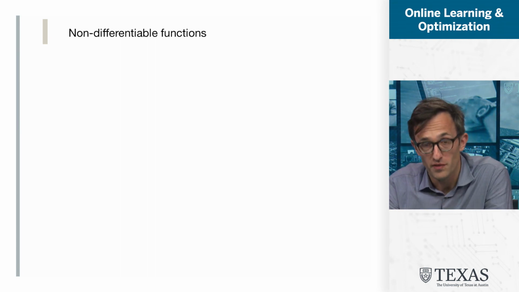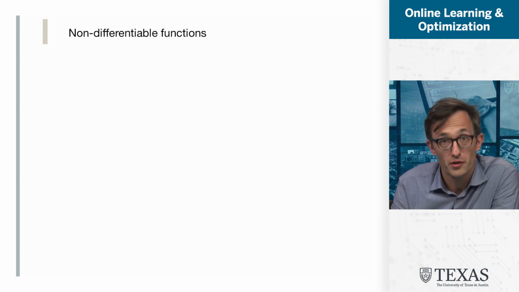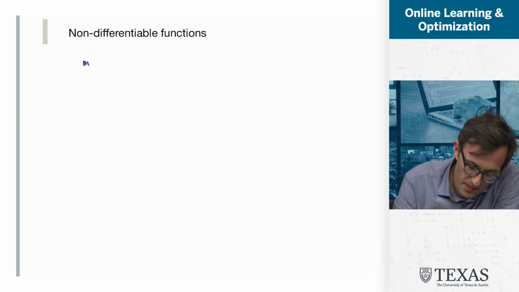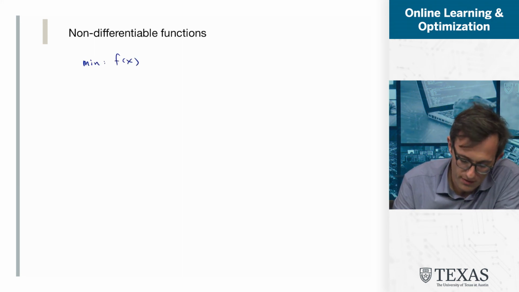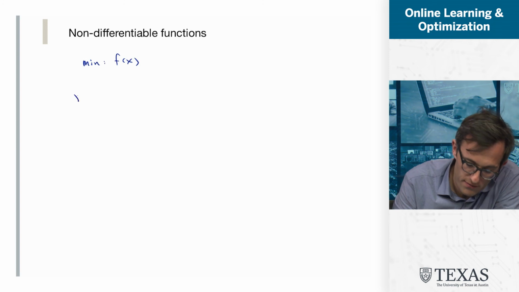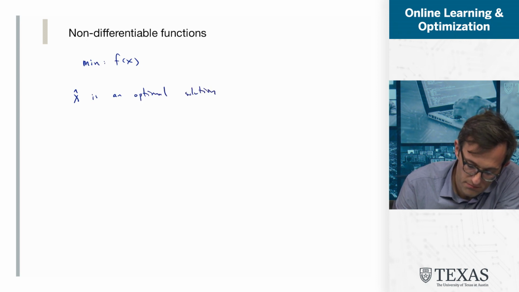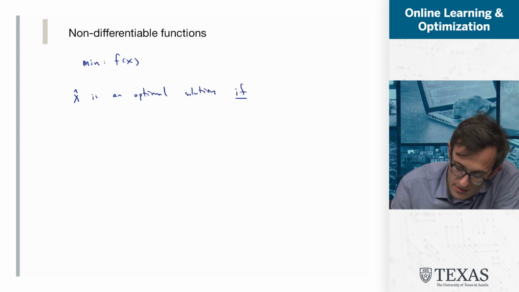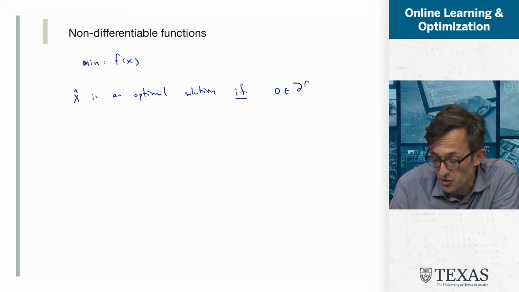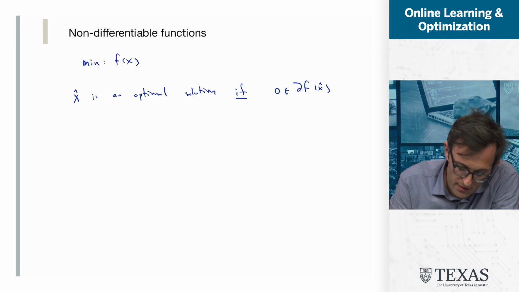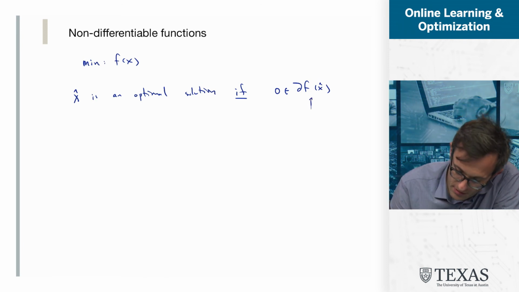What about non-differentiable functions? For non-differentiable functions, we no longer have the derivative. I want to minimize f of x. The condition here is very similar. X hat is an optimal solution if 0 is an element of the subdifferential of f at x hat. Remember, what is a subdifferential? This is called the subdifferential.